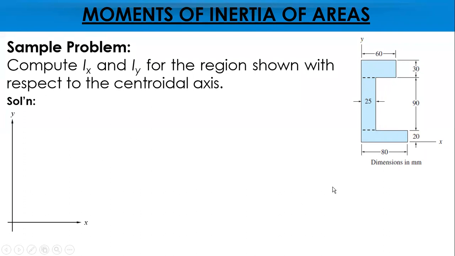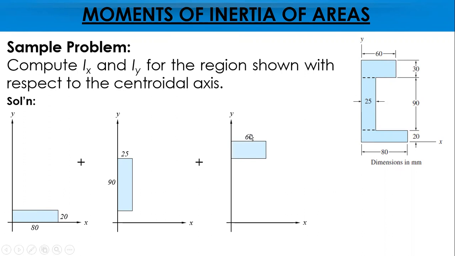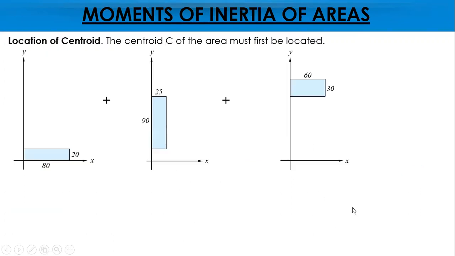Therefore, this area is equal to element 1, which is 80 by 20, plus element 2, 25 by 90, plus this one, 60 by 30. We have 3 elements, 1, 2, and 3. So first is to locate the centroid.